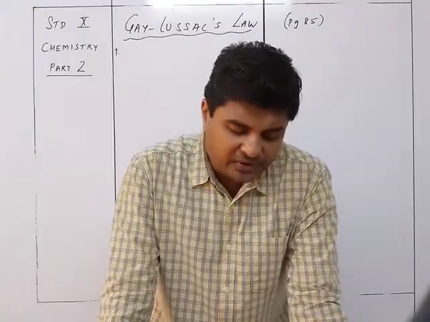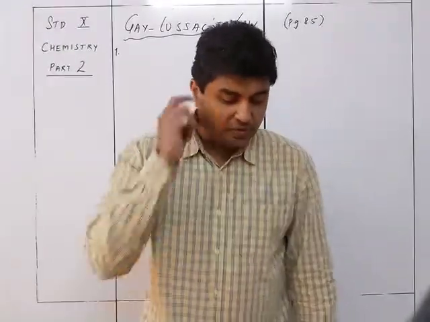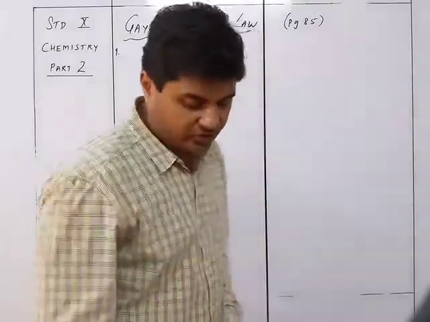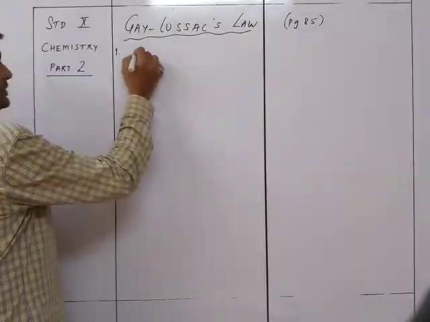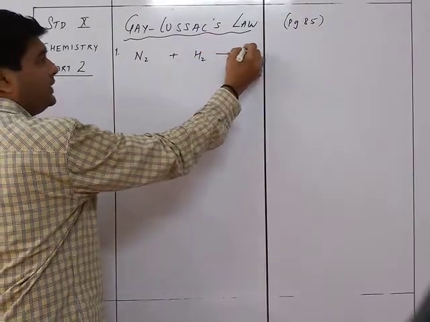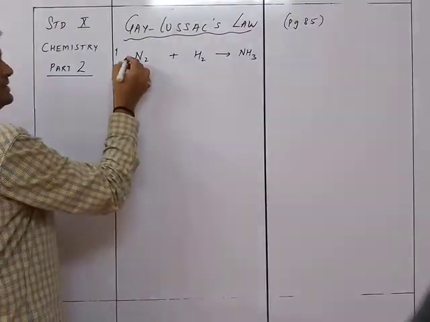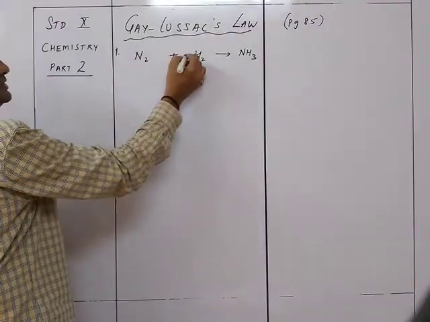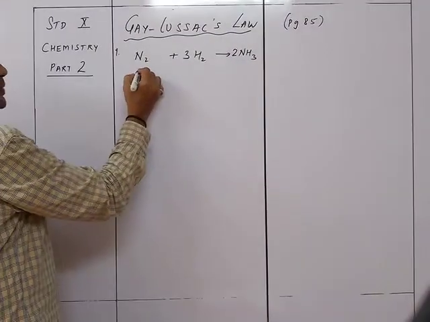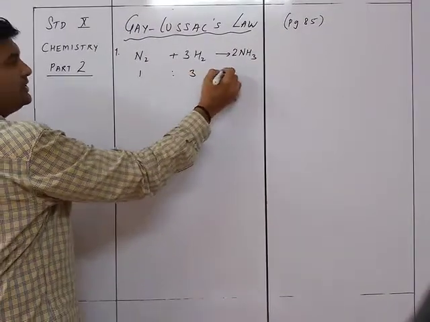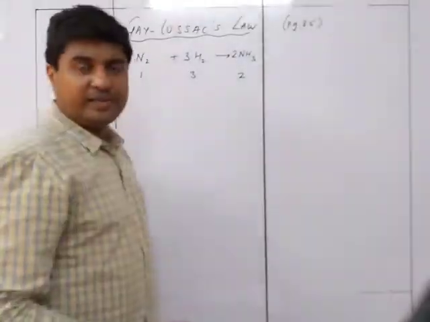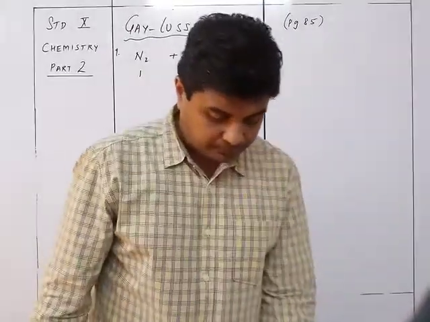Nitrogen reacts with hydrogen to give ammonia. Since you are not given any equation, we need to write the equation first. Nitrogen, that is N2, reacts with H2 to give ammonia, that is NH3. To balance this, we will require 3 over here, so this becomes 2. So the ratio will be 1:3:2. At room temperature, all of them are gases, so none of them are going to be cancelled.